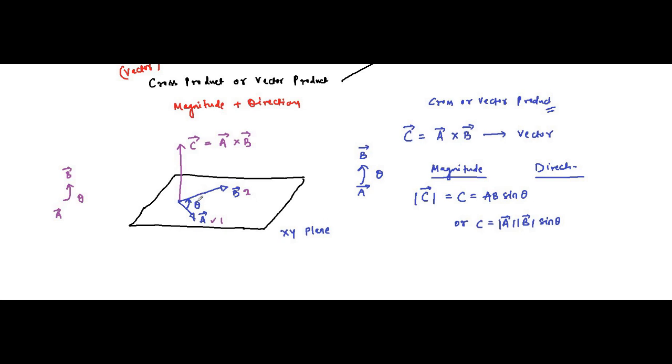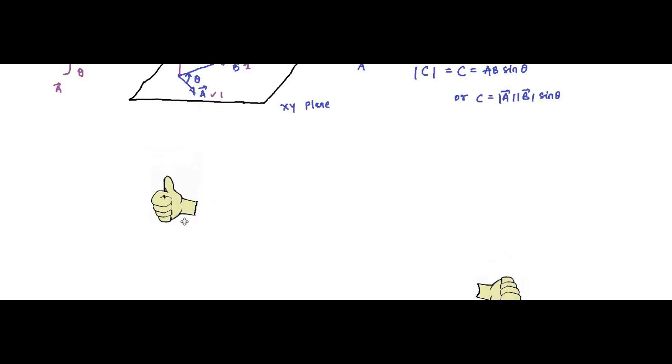Okay, and this direction of the resultant C vector can be given by the right hand thumb rule, like this. Okay, let us take it upward here. Okay, let's keep it here. So the direction of the resultant vector can be given by the right hand thumb rule. So here imagine, let's say we have the two vectors. Okay, we have the two vectors here.